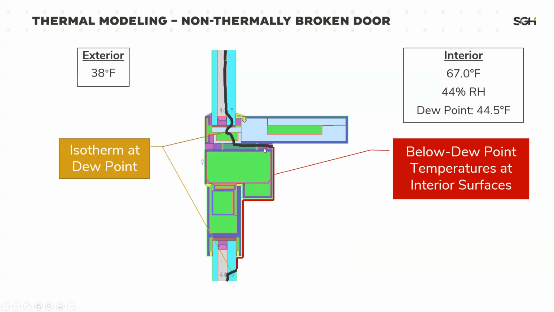When the dew point isotherm reaches the interior here, that means that all of these temperatures are lower than the dew point. And I've highlighted that in red. That's where we would expect condensation to form. So if the temperatures on an interior surface are below the dew point, we generally say there's the potential for condensation.